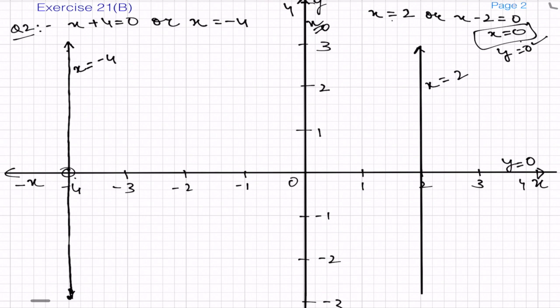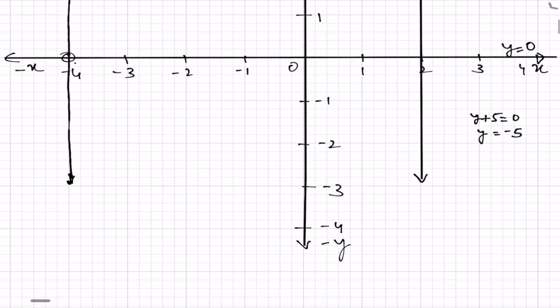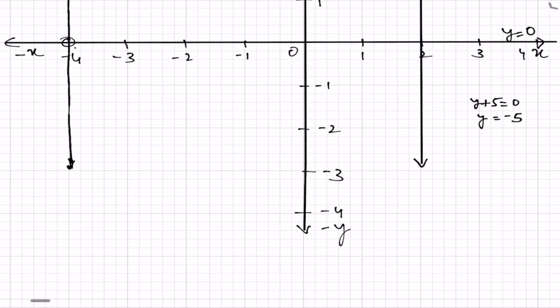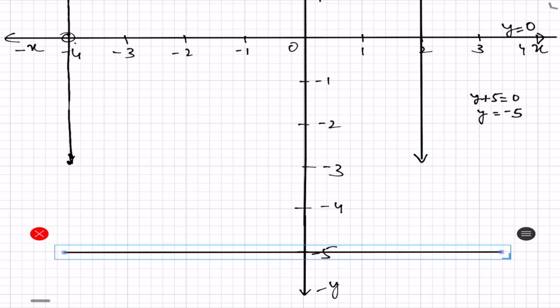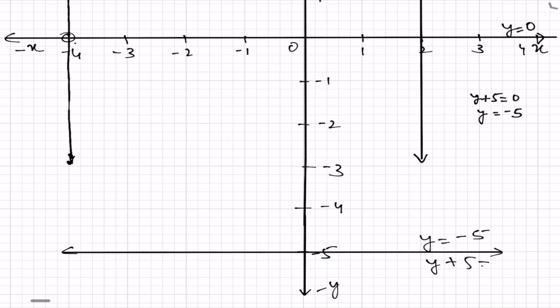Now similarly, if they say draw the graph of, and put arrows at the end of the line. Okay, draw the graph of y plus 5 is equal to 0. That means the value of y is -5. So we have to check here. Now see where the value of y is -5, this side. So y is -5 here. So we will draw a line which will pass through y value -5, and this is the graph of y is equal to -5, or you can say y plus 5 is equal to 0.